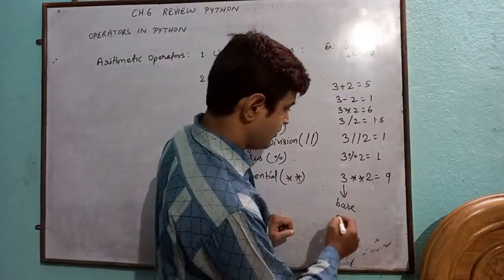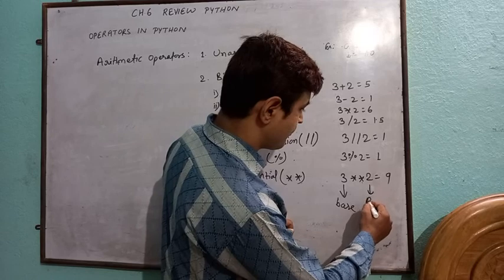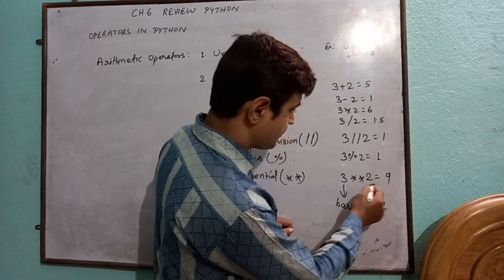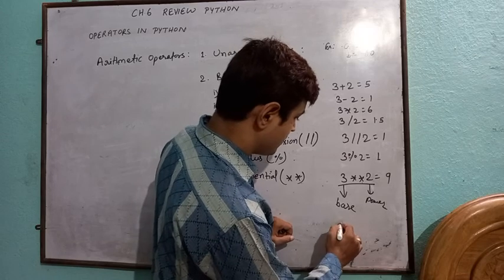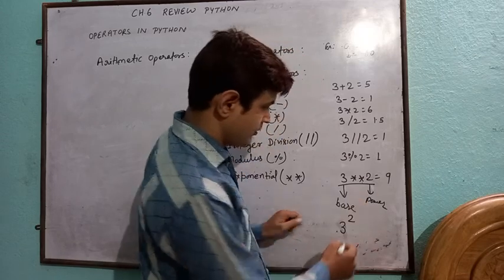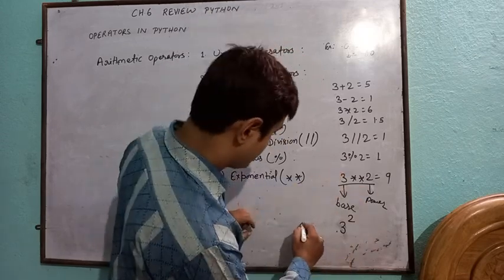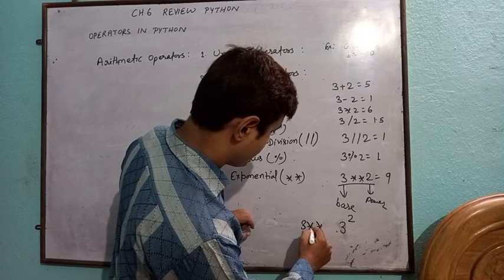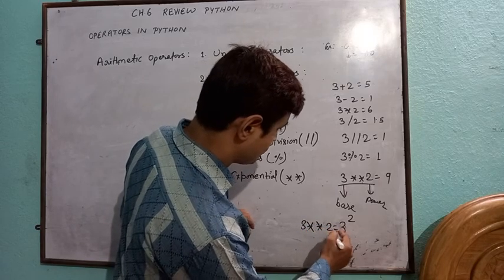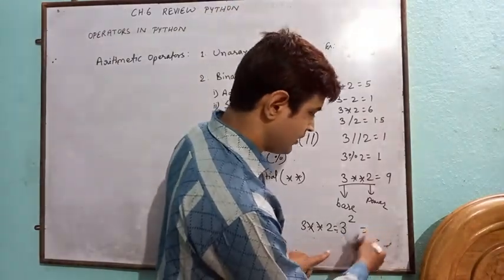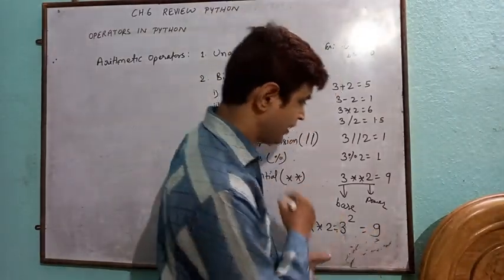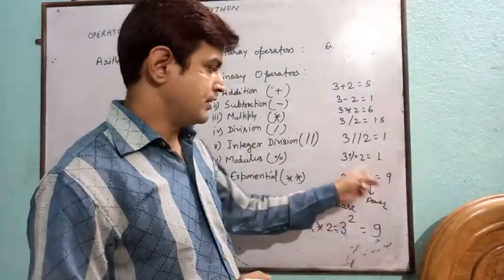So here 3 is the base and 2 is the power. This expression is equivalent to this expression in maths. So what will be the value of 3 square? Obviously 3 into 3, that is 3 3s are 9. So like this.